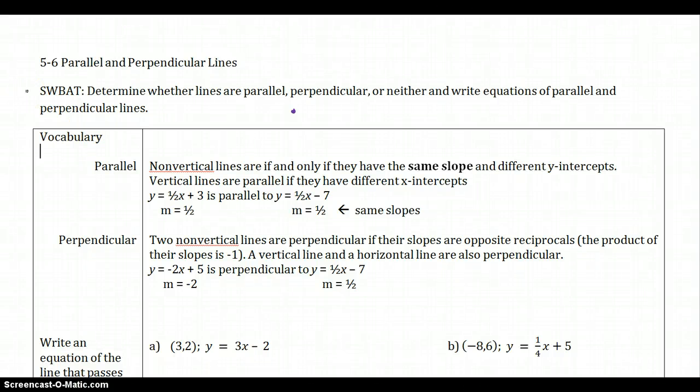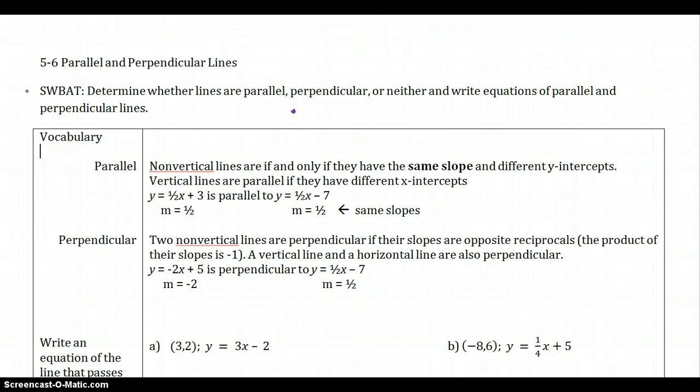Okay, today we're talking about 5-6 parallel and perpendicular lines. Our SWABAT is to determine whether lines are parallel, perpendicular, or neither, and to write equations of parallel and perpendicular lines. Some vocabulary first though.